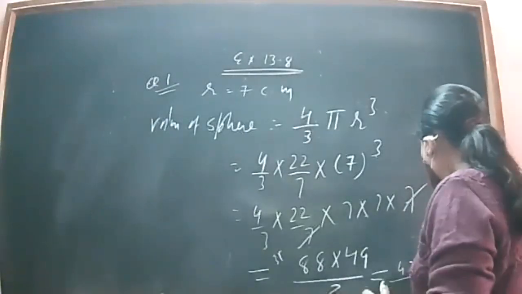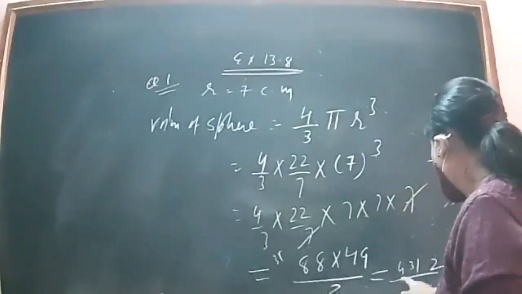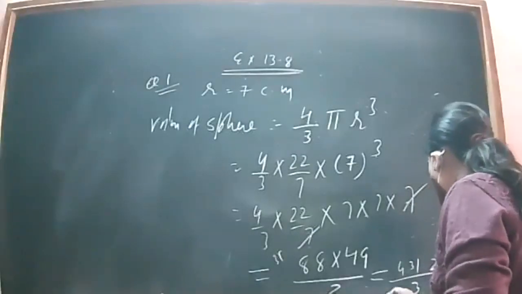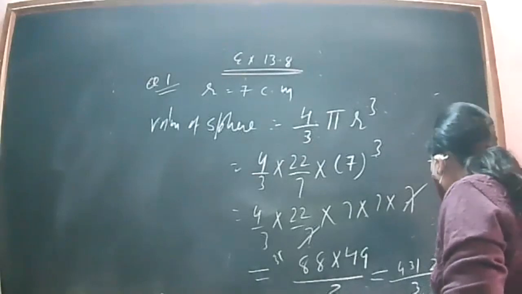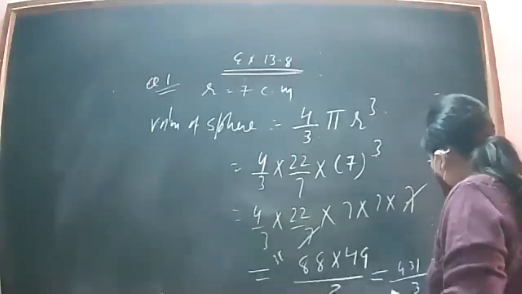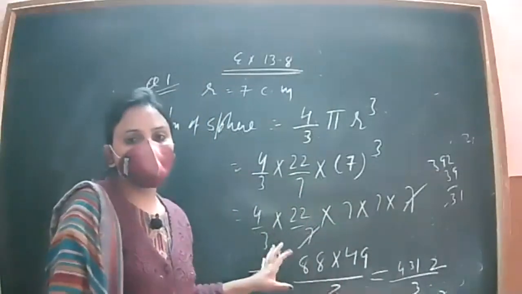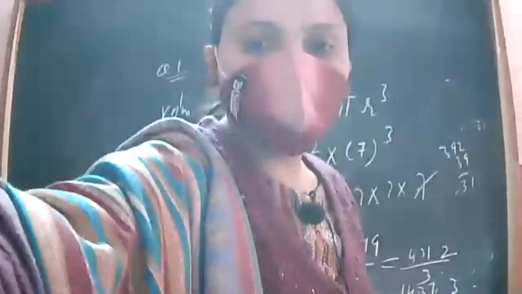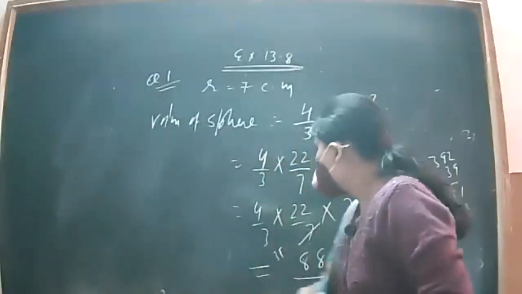431 over 3. So 3 ones are 3, 3 fours are 12, 3 threes are 9, and 3 sevens are 21, 10. So 1437.33 something will be the answer after doing the calculations. So this is the first question. Let us start with the second question.